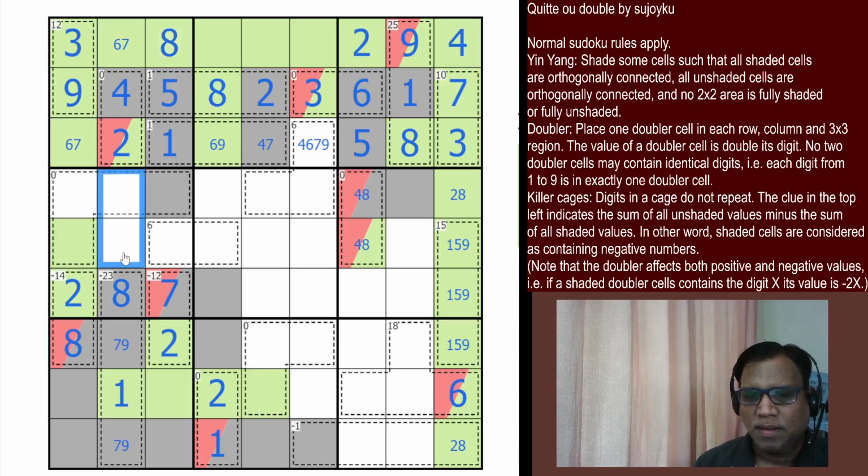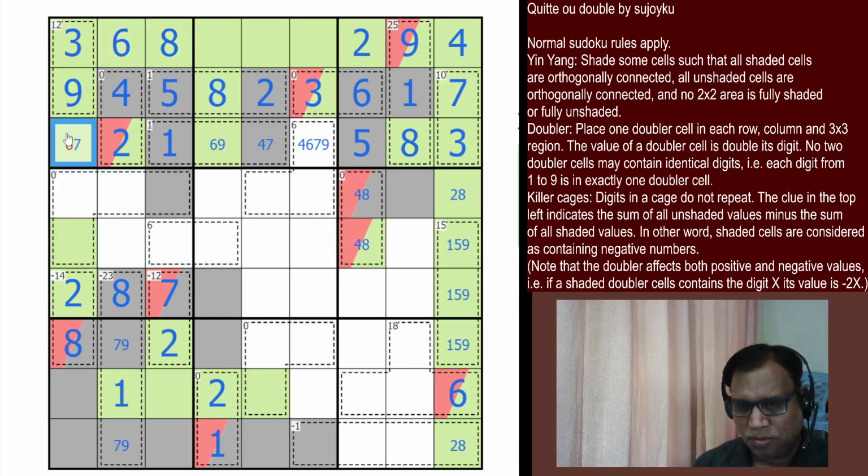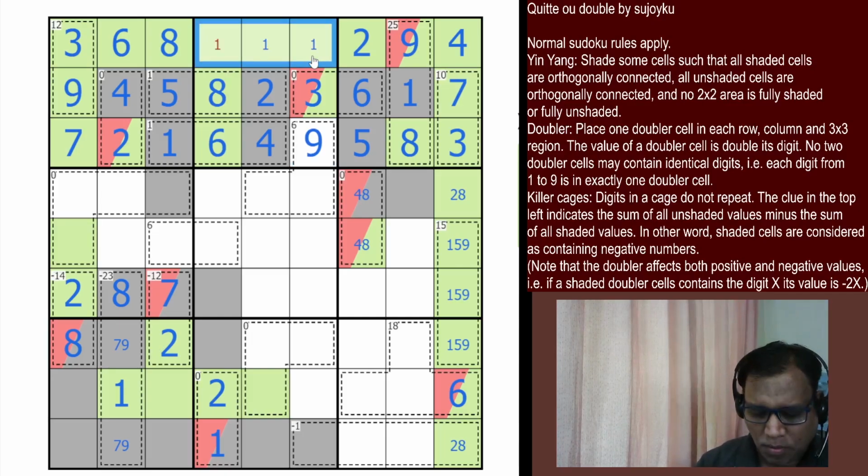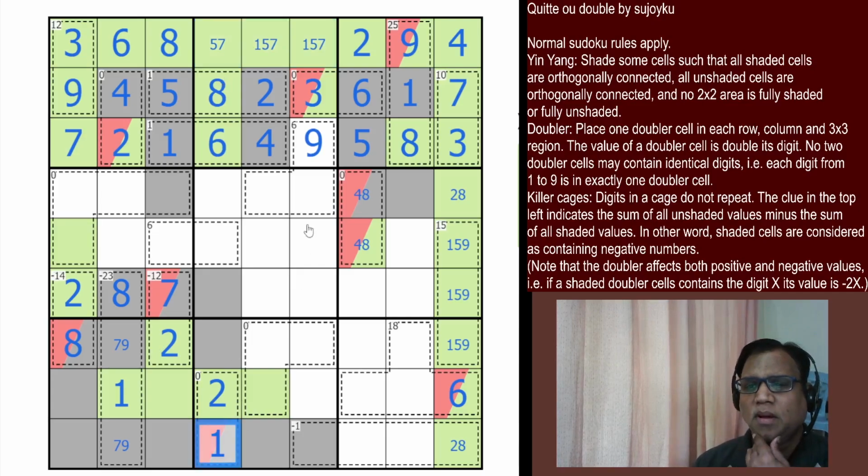7, 9, 7, 9. This is, oh, 7, 9, 7, 9, right? So this has to be 6, this has to be 7. Oh, that's 7, now resolve this, right? This must be 4. This is now 2 more than 4, right? So that's 6, that's 9. And now these 3 digits, right? This must be 1, 2, 3, 4. 157, right? And that's not 1 because of this 157.